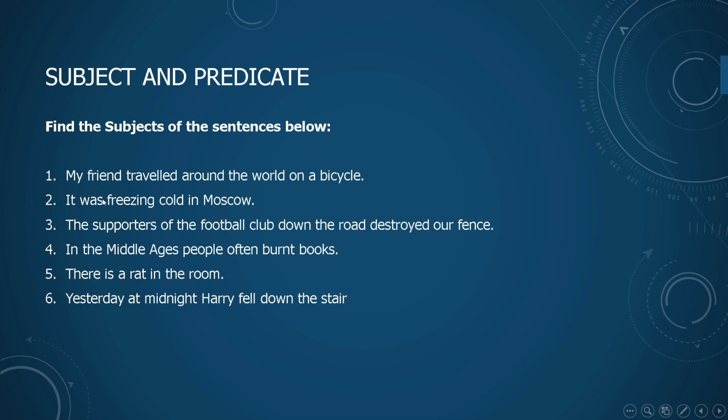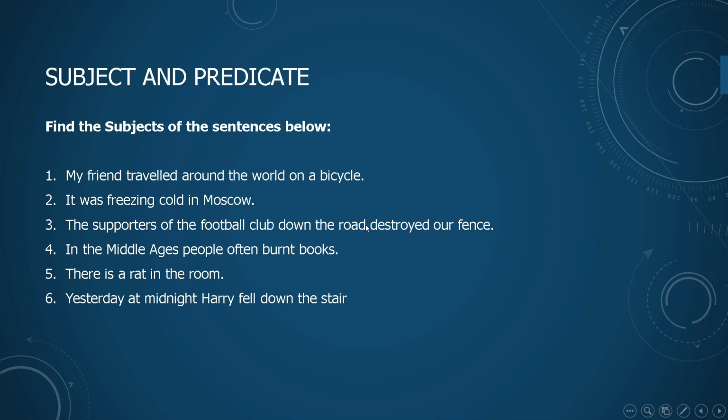It was freezing cold in Moscow. It is the subject and it's a meaningless subject. It's a non-referential subject since it doesn't refer to anything. The supporters of football club down the road. These all together, which consists of 9 words altogether, is a single subject.